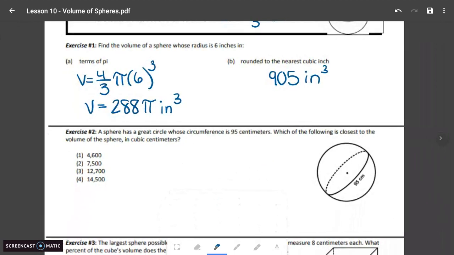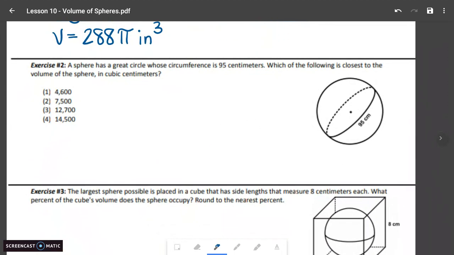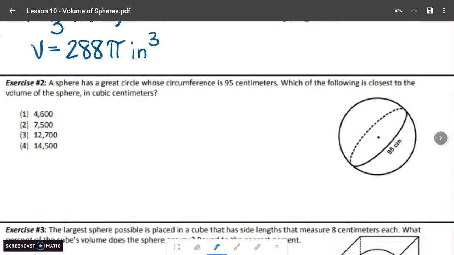Okay, so that being said, a sphere has a great circle, which is really known as this kind of cross section in here. Great circle is just like that biggest circle you can get out of a sphere. So it cuts through the diameter. The circumference is 95 centimeters. What is the closest volume to the sphere? So this circumference is 95. Think back, circumference is equal to pi times diameter. So we can calculate the diameter here by taking 95 and we'll divide pi from it.